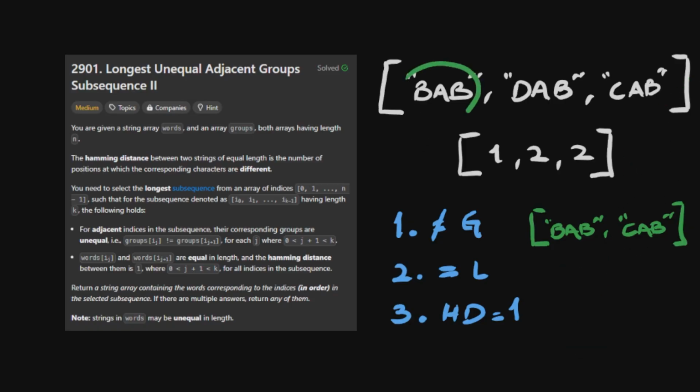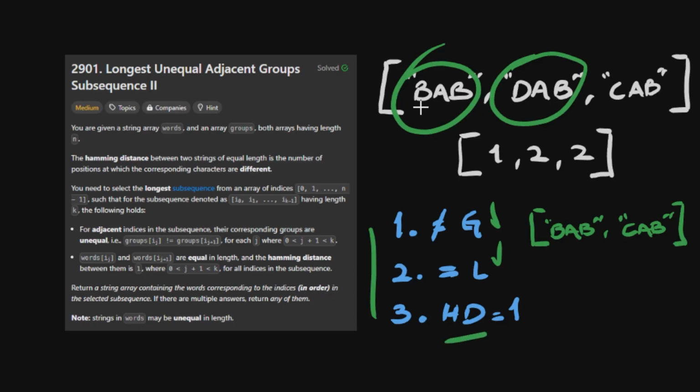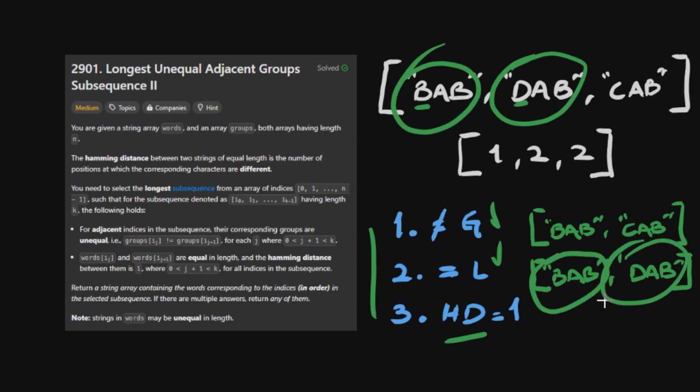Now we can also take BAB and DAB, and if we check the conditions, first the corresponding values in the array groups are different, they are 1 and 2. Next, the length of the words is equal, so this is okay, and the Hamming distance of these two words is exactly 1 because the first character is different. This means we can also build a valid subsequence with BAB and DAB, so we can return this or this, both are valid.